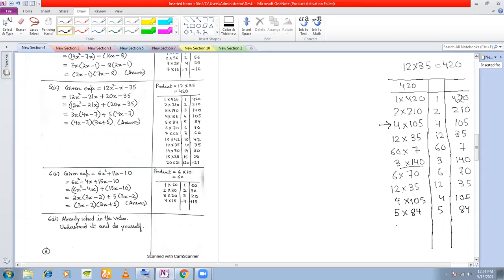5 into 84 will not give you that, right? Next, 84 can be divided by 2, so you multiply 5 by 2 to get 10 and 42. Will they give you -1? No, sir.